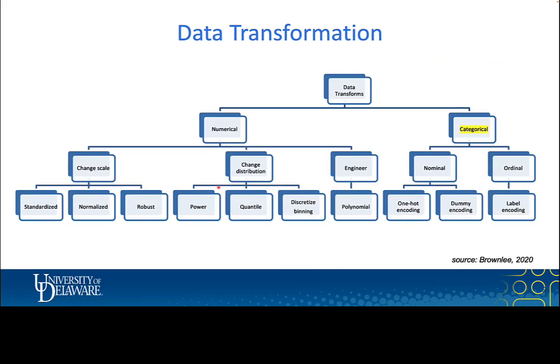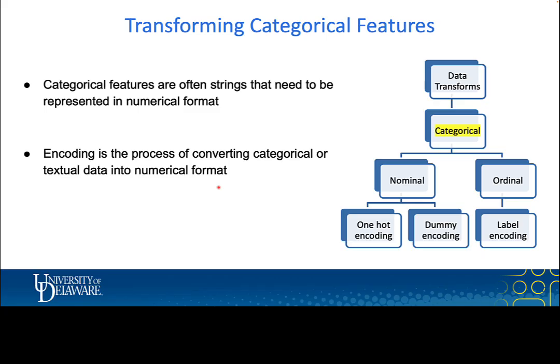So let's check now how to deal with categorical data. Categorical features are often strings that need to be represented in numerical format. Hence, usually you might need to transform these features into a more representative numeric form. Even ordinal features might be presented in text format, and you need to map and transform them into numeric representations. Encoding is the process of converting categorical or textual data into numeric format.